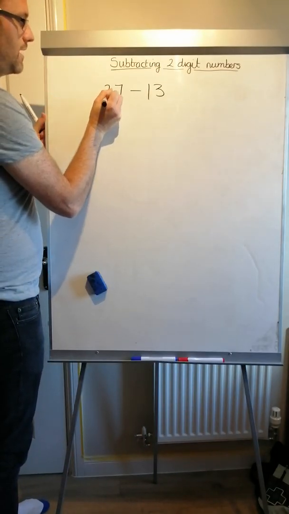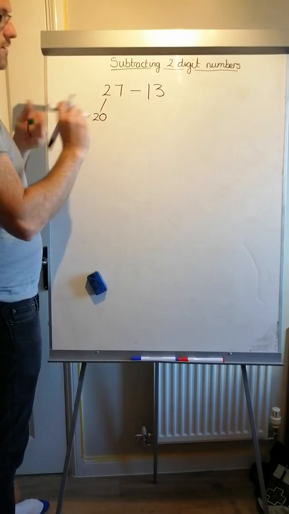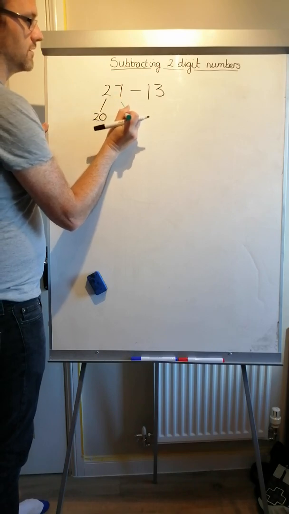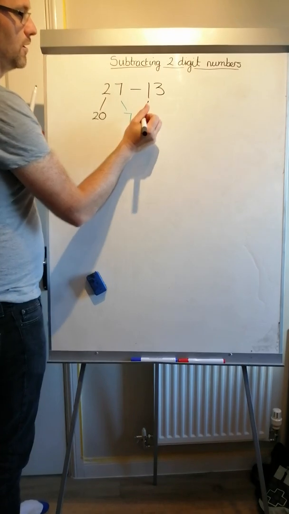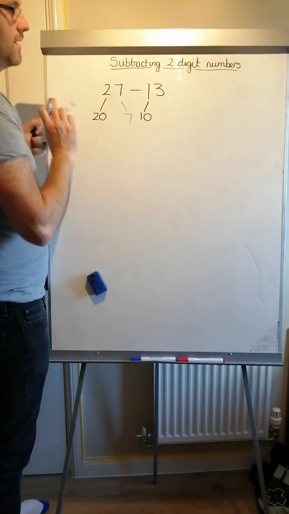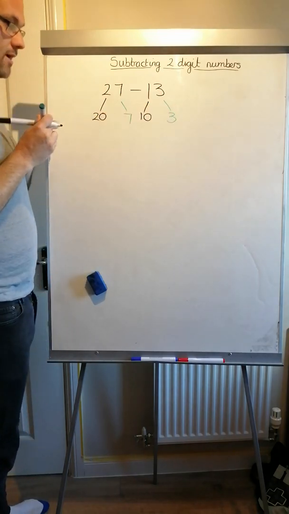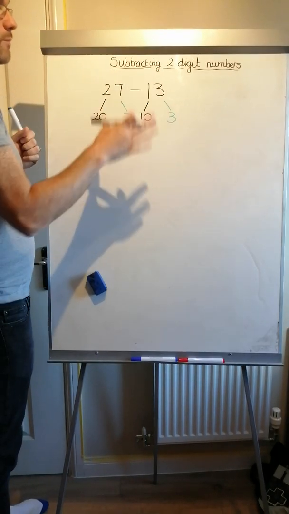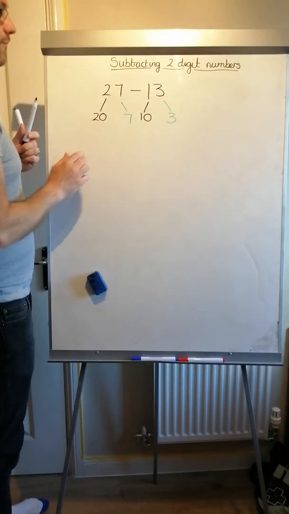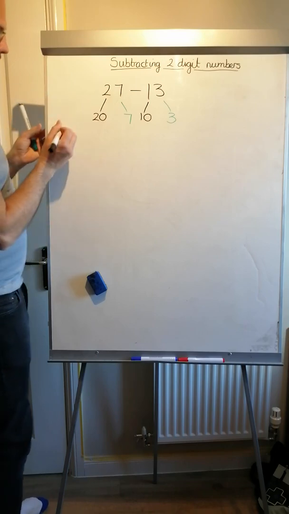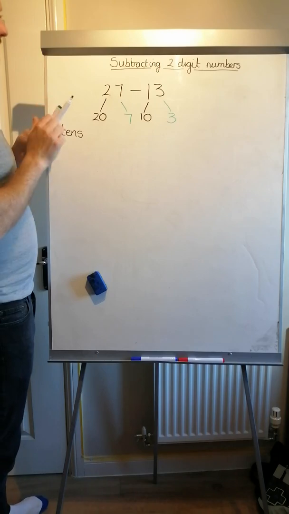black. So here, 27 has 2 tens or 20, and then there are 7 ones, and 13 has 1 ten or 10 and 3 ones. Okay, it's always good to remember this, because when you come to do column subtraction, you're going to be doing exactly the same thing, just in a column. So now we're going to take the tens and we're going to take them away this time.